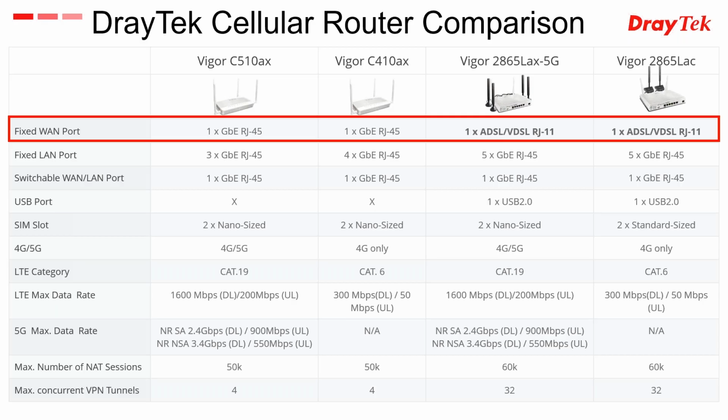So the LAX 5G can handle 4G and 5G. Again, similar spec versus the C510ax. And the 2865 LAC can handle 4G. Both higher spec devices can have multiple Ethernet connections active at the same time. I think that is a good summary for the range of the DrayTek mobile broadband routers.